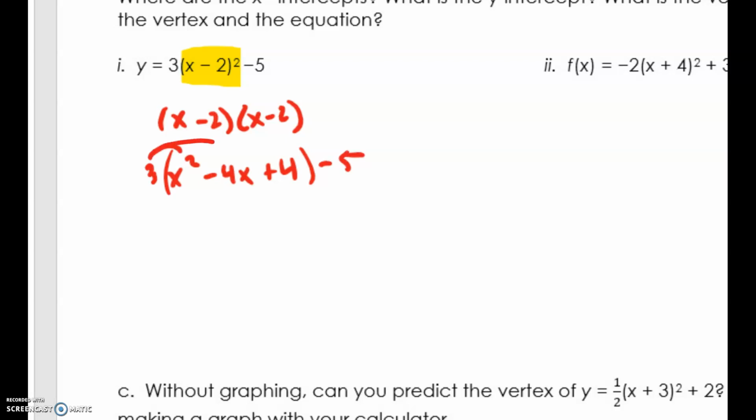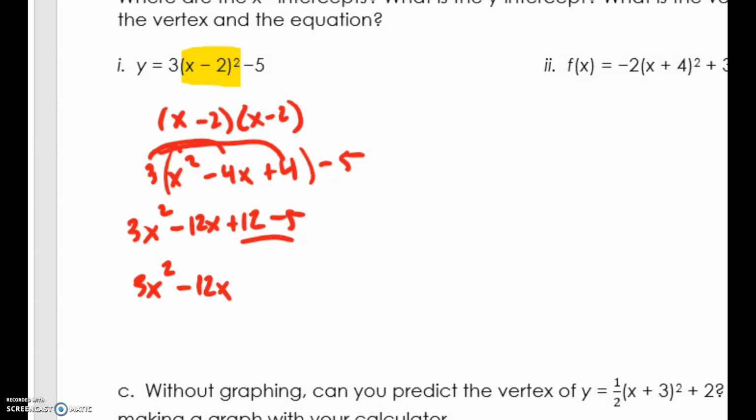So now I have to distribute the 3, and I get 3x squared minus 12x plus 12 minus 5. And then these two are like terms, and that changes to 3x squared minus 12x plus 7. So hopefully you guys would agree that both of these are the same, and I can confirm that with a Desmos graph, and I'll be graphing them here in a second.